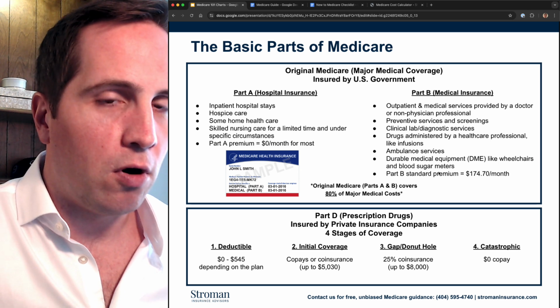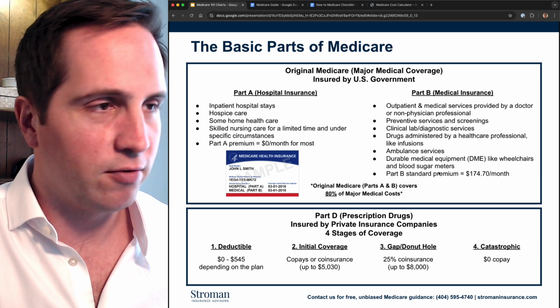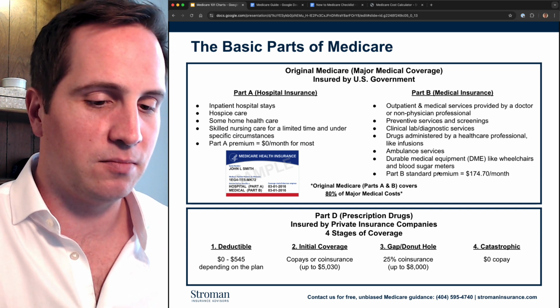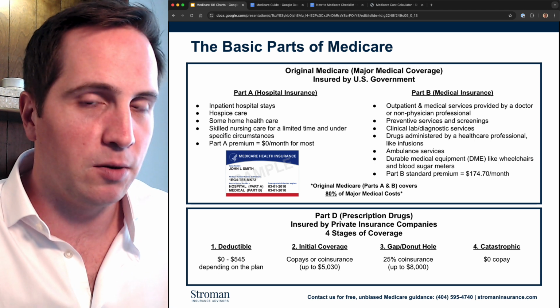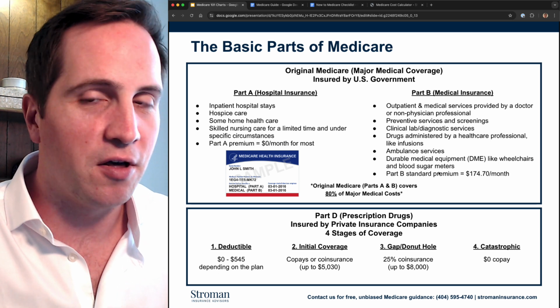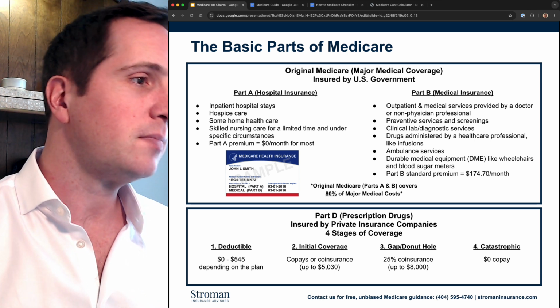So with all that together, with the exception of prescription drugs, which we'll cover in a second, that's your major medical coverage that you might be used to. That is, pretty much all the services of healthcare professionals that will help you restore or maintain your health.